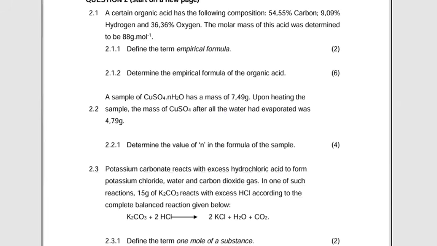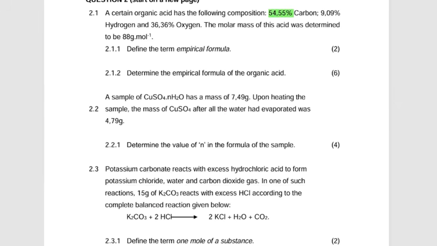Then we proceed to question 2.1, which reads there: a certain organic acid has the following composition, which is 54.55% of carbon, and then 9.09% hydrogen, and 36.06% oxygen. Then the molar mass of this acid was determined to be 88.88 grams per mole. Therefore, the first part there, we are asked to define the term empirical formula.